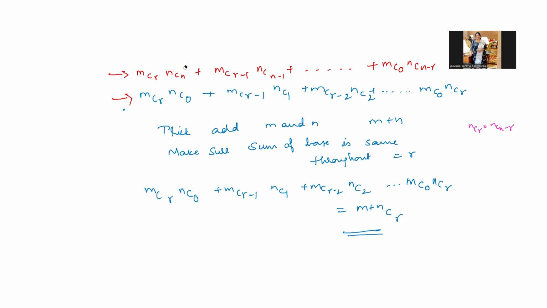When you make this small rearrangement of the series, and if you look at it, the base sum is always remaining the same throughout the combination. So here the base sum is r, here the base sum is r, and here also the base sum is r. So in order to apply this trick, first make this arrangement. After the series is formed, the trick is just to add the numbers m and n, and make sure the sum of the bases is the same throughout, that is r. So the value of this series is (m+n)Cr.